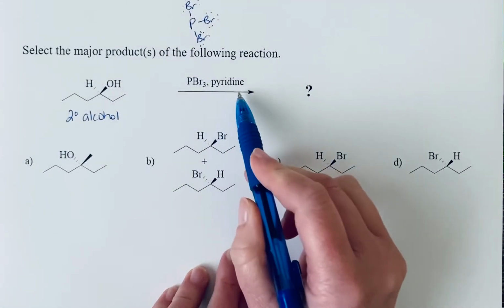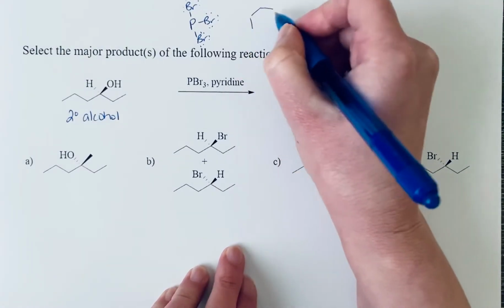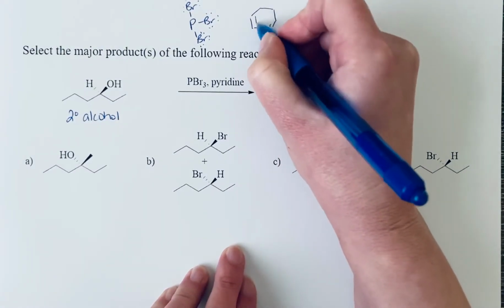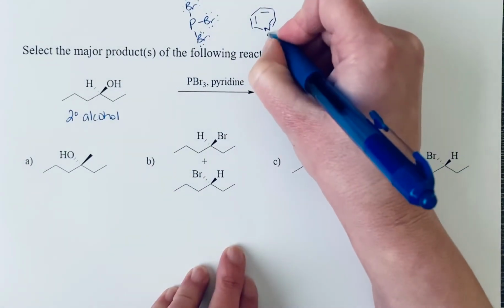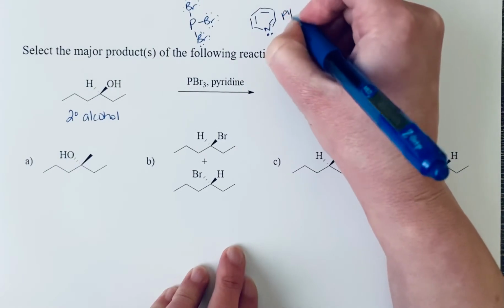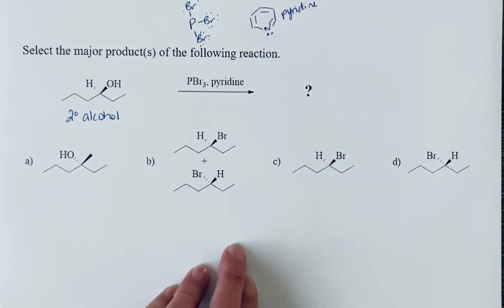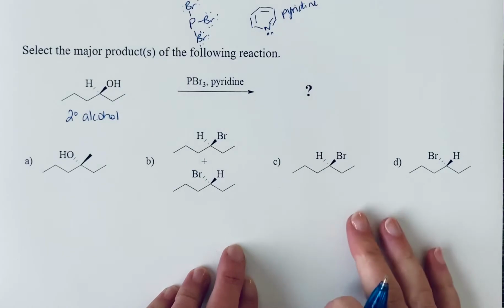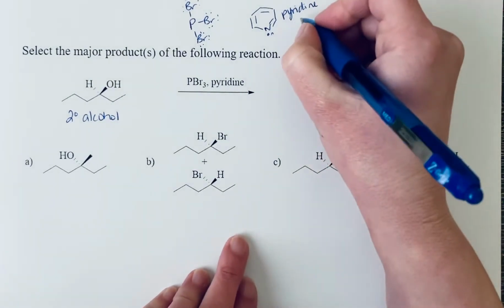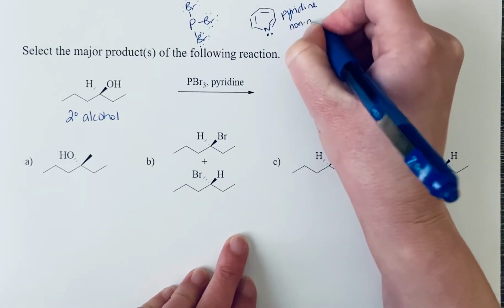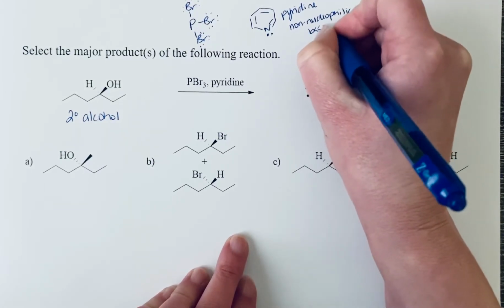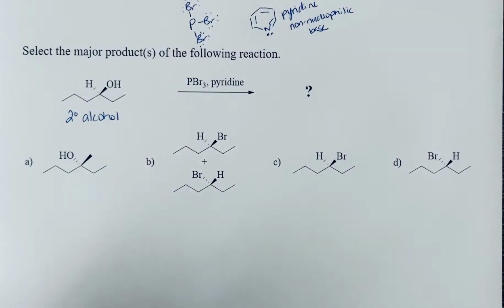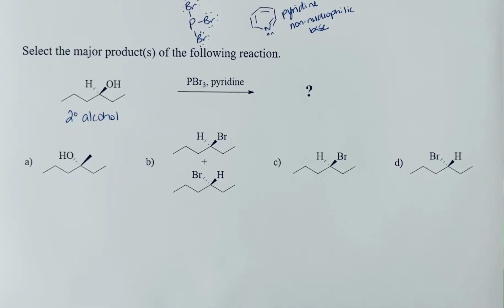And we are also using pyridine, and this is pyridine. So pyridine is aromatic, so it's got a structure that looks a lot like a benzene ring, and we have a nitrogen in here. And pyridine is a base, but it's not a very good nucleophile. So we would say that this is a non-nucleophilic base. That means it's not going to try to attack any electrophiles, but if there are acidic hydrogens that need to be removed, then it will do that.